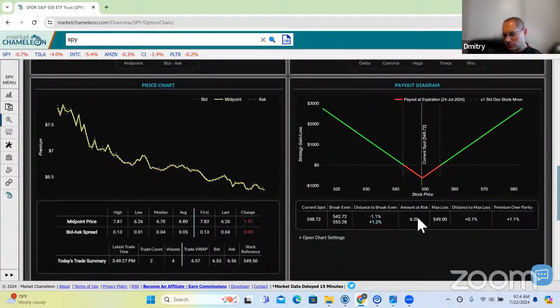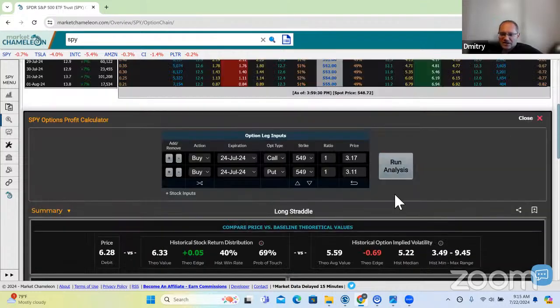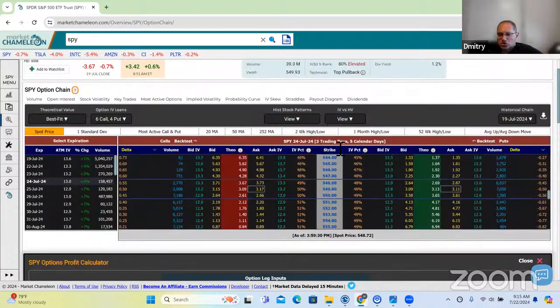So here we go. We're risking $6.28. Our max loss in the stock, if the stock is at 549, so distance to max loss, you know, we're almost right there. And how much premium over parity are we paying? 1.1%. Right. So that's essentially a long, if we take that long straddle strategy from here, we really have to believe that the stock's going to move more than 1.1% in the next three trading days. Right. So we have three trading days for this to happen.